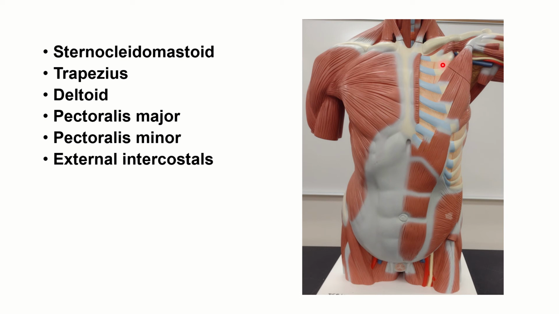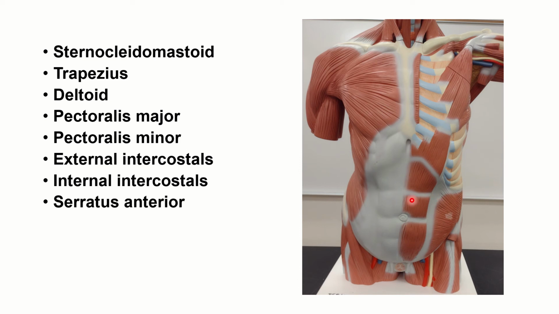And this is for inspiration. And internal intercostal, these are the ones that are going downward and outward, inferiorly and laterally. These are the internal intercostals. Internal intercostals are the muscles of expiration. I have a different video for the function of the muscles, so I will not discuss it in detail here. Serratus anterior, this is the serratus anterior.